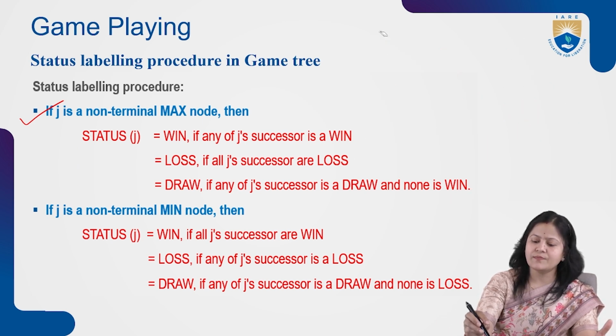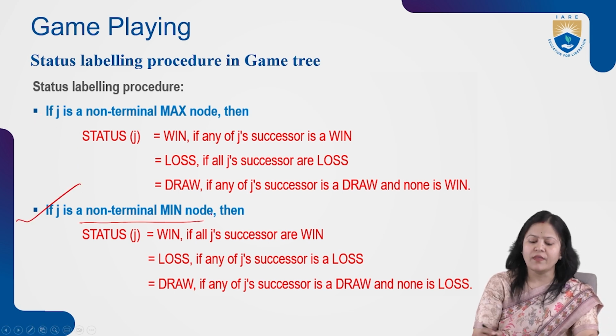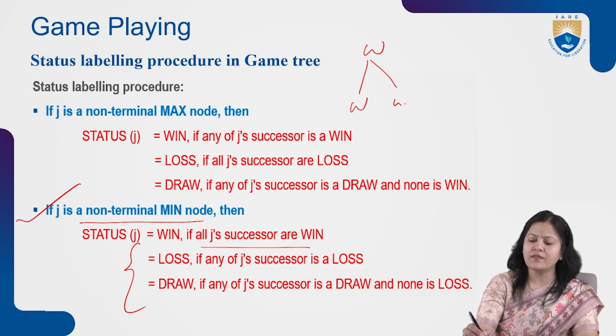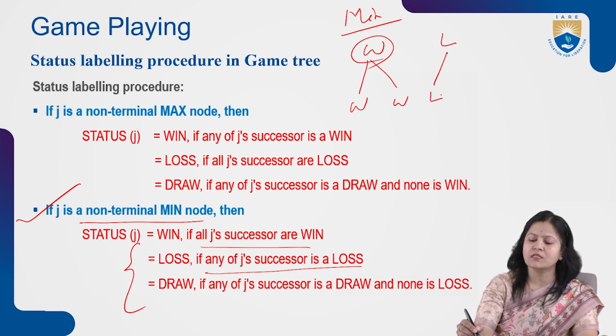Now the second one is if J is a non-terminal min node. For this, these are the three procedures. The first one is, win if all the successors are win. That means if all the children are win, then in that case, this is for the min case, we can write the status of the min non-leaf node as W. The second case is loss if any of the J successors is a loss. That means we can write L if any one of the successors is L. At minimum at least one, then we can write L.